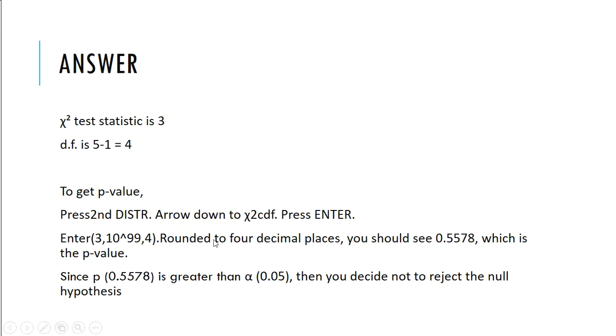So I convert that to a decimal and I compare 0.5576. Is that greater than my alpha? Which it is. Remember, if your p is greater than your alpha, you fail to reject your null, and that's what I'm doing. I'm not going to reject my null. I'm going to keep it.